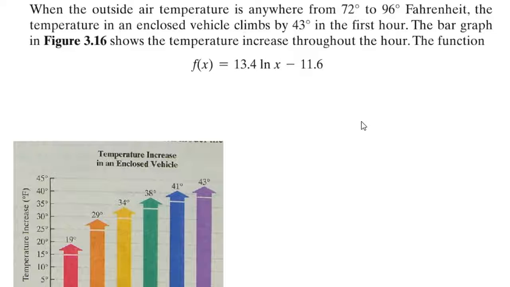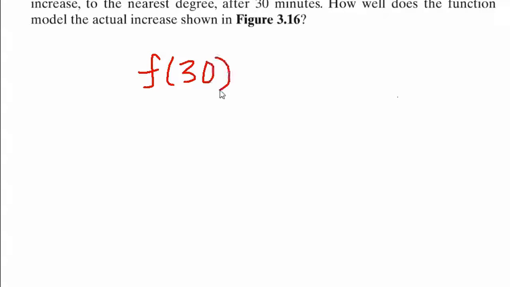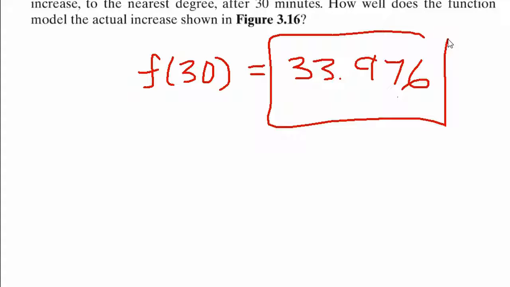All right, so go ahead and try the next one. Hit play when you're ready to check your answer for 30 minutes. Okay, so you should be hitting play to check your answer. When I put in 30 this time, I get 33.976. If you compare to your table, this one is actually even more accurate. It's closer to that 34 degrees. So there we go, and that's it for the notes for today.